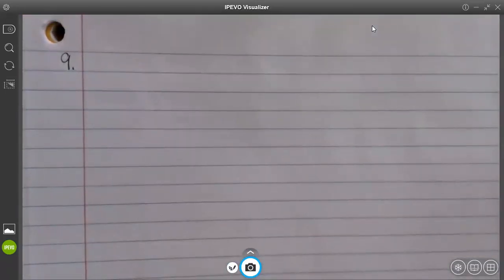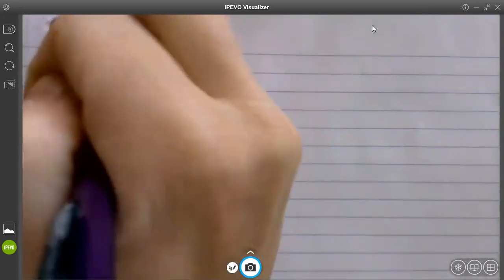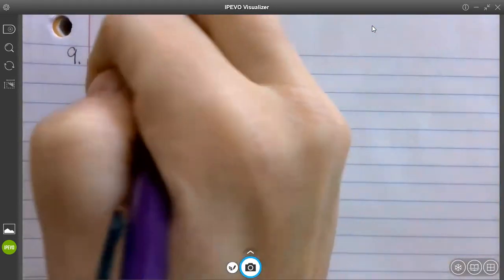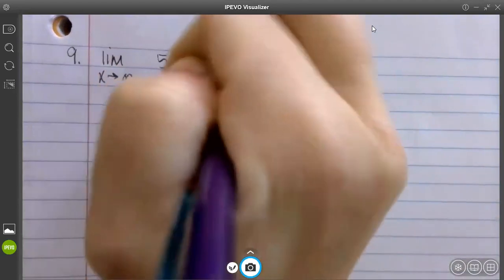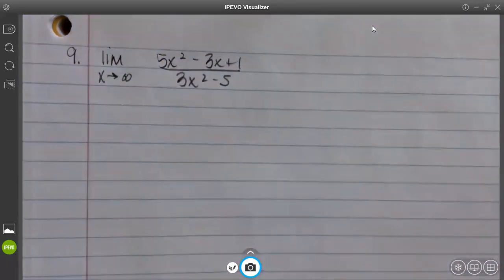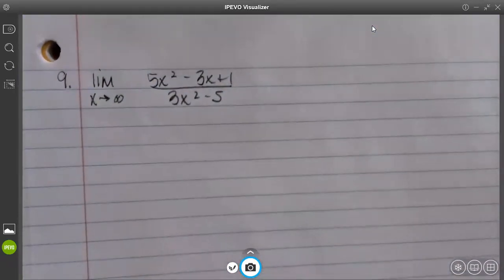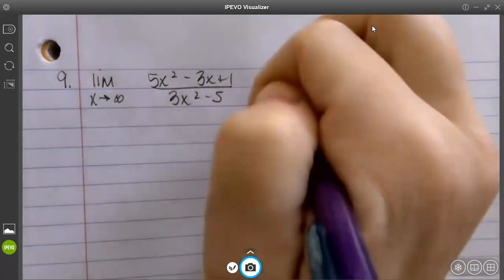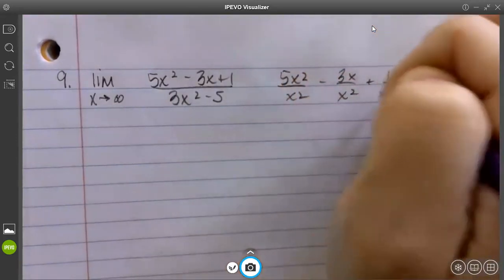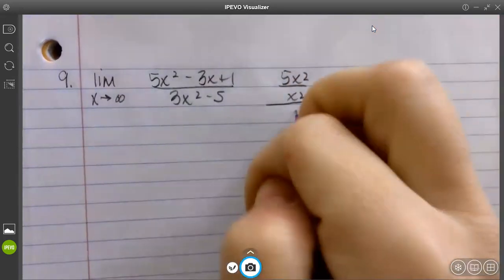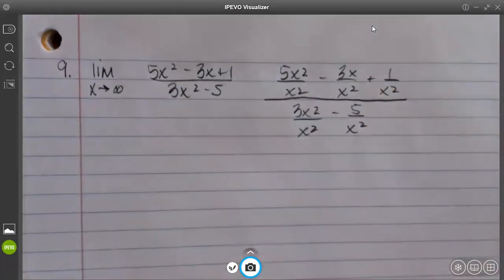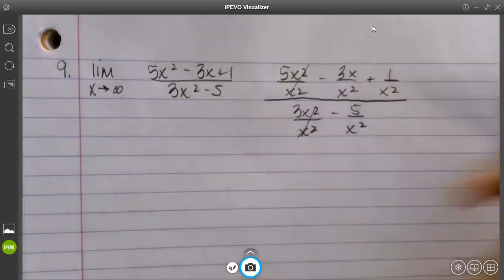Shh, guys. All right. So the first way is the old way that we did it. When we learned limits to begin with, we had 5x squared minus 3x plus 1 over 3x squared minus 5. The old way of doing limits, we divided everything by the highest power on the bottom. So we would do 5x squared over x squared minus 3x over x squared plus 1 over x squared, over 3x squared over x squared minus 5 over x squared. Simplify everything you can.